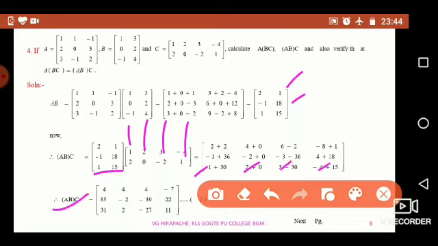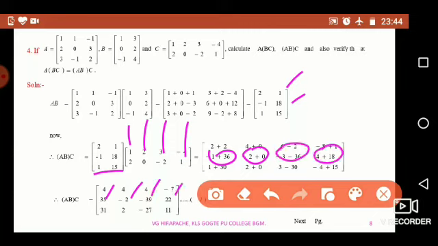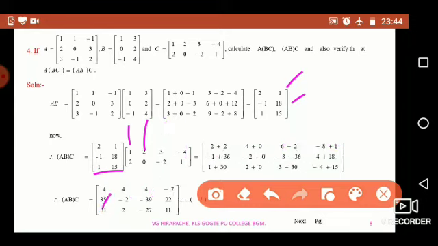Therefore, AB into C has 4, 4, 4 and minus 7 in the first row. These are the elements of this row. And then we have the elements in the second row as: minus 1 plus 36 is 35, minus 2 plus 0 is minus 2, minus 3 minus 36 is minus 39, and 4 plus 18 is 22. Finally, the third row elements in this matrix are 31, 2, minus 27, 11.